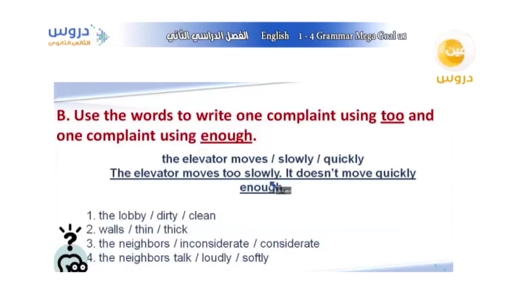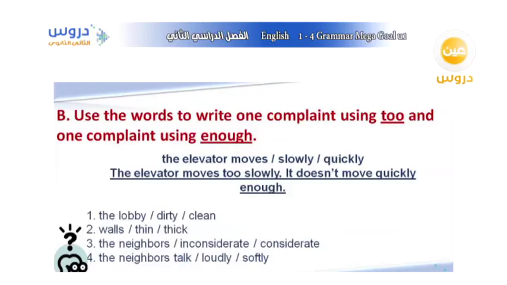We can say the elevator moves too slowly. It doesn't move quickly enough. Here we use too and we use enough. As you see, this example determines the placement of too and enough. Number one, he wants you to do it by yourself: the lobby, dirty, clean. Here we have two adjectives. Number two, walls, thin, thick. Number three, the neighbors, concentrate. Number four, the neighbors talk loudly, softly.